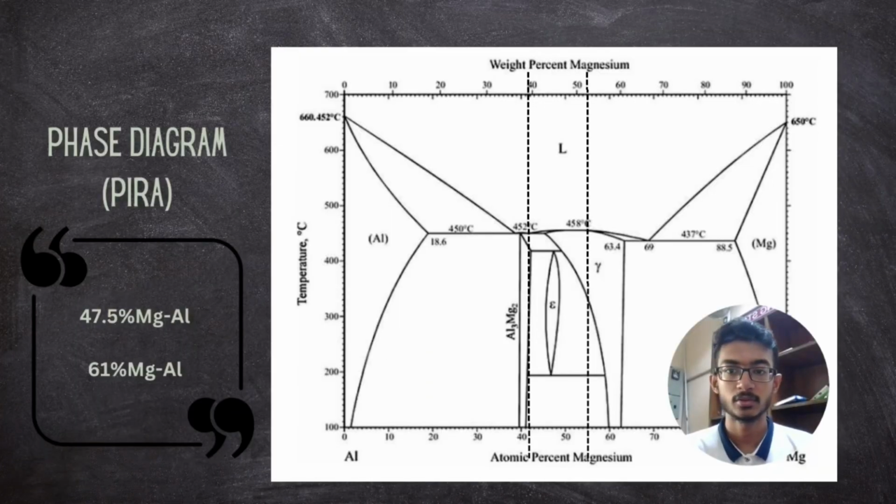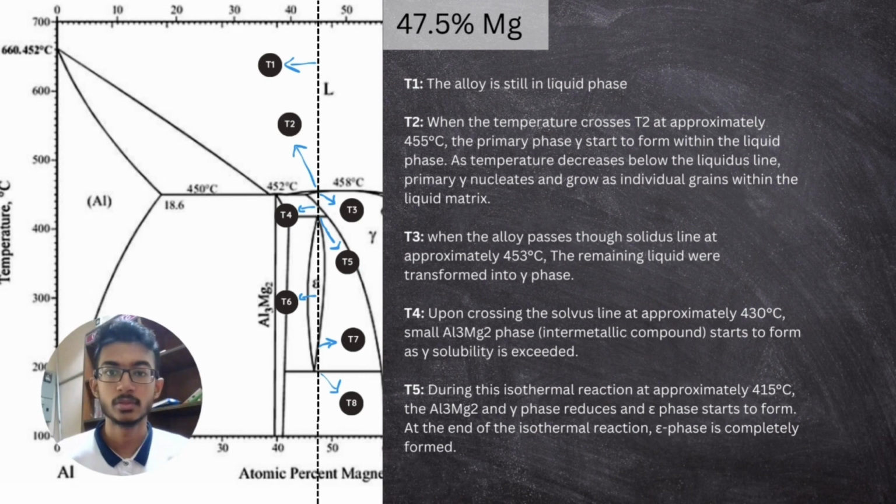Hi everyone, let's look at the phase diagram compositions that I will be presenting today, which are 47.5% magnesium and 61% magnesium. Okay, now let's look at the solidification process for 47.5% Mg. So first of all, at T1, which is approximately 650 Celsius, the alloy is still in liquid phase. When the temperature decreases and reaches the liquidus line at T2, the primary gamma phase starts to form within the liquid. And then between T2 and T3, the alloy is in gamma plus liquid phase.